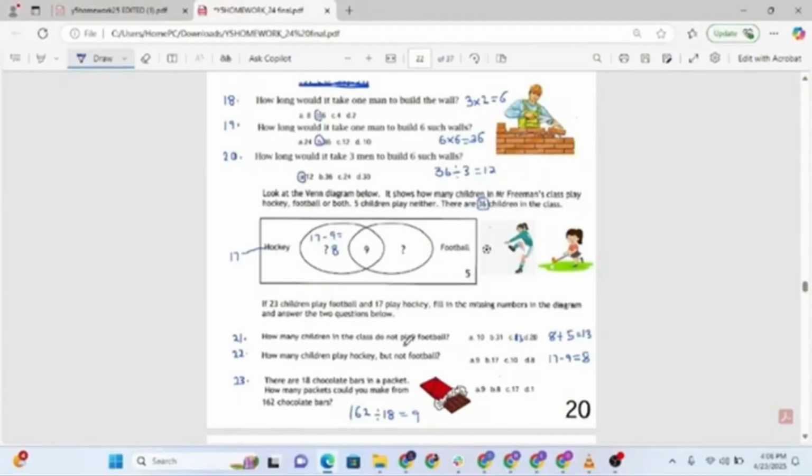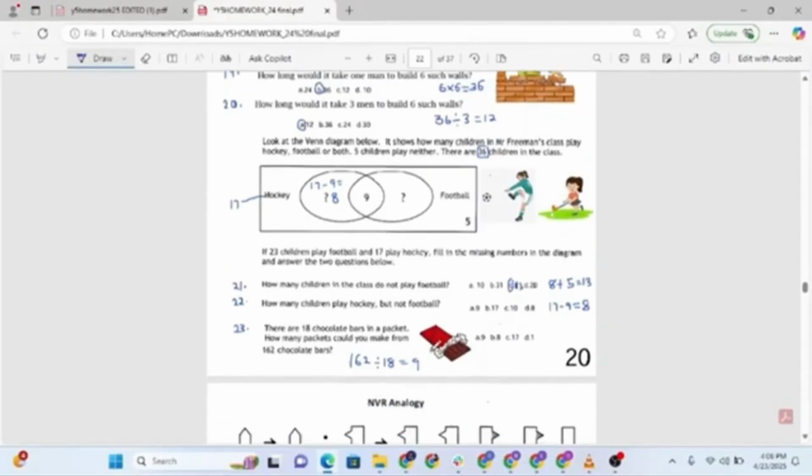Children who do not play football are those who play only hockey or play neither sport. 8 children play only hockey. 5 children play neither. 8 plus 5 equals 13. So 13 children do not play football. The correct answer is 13.